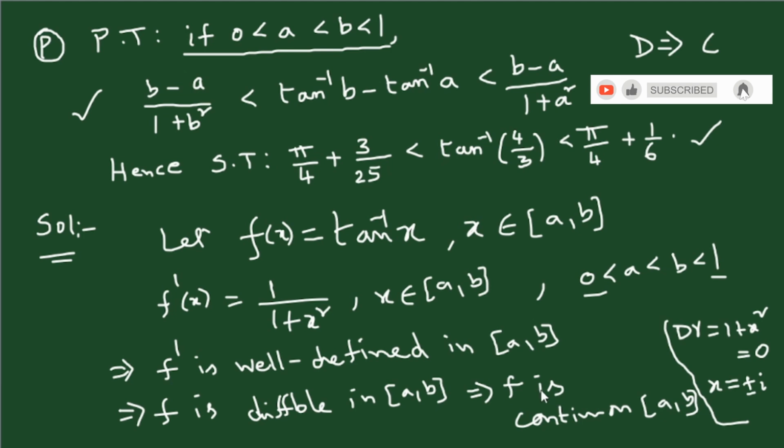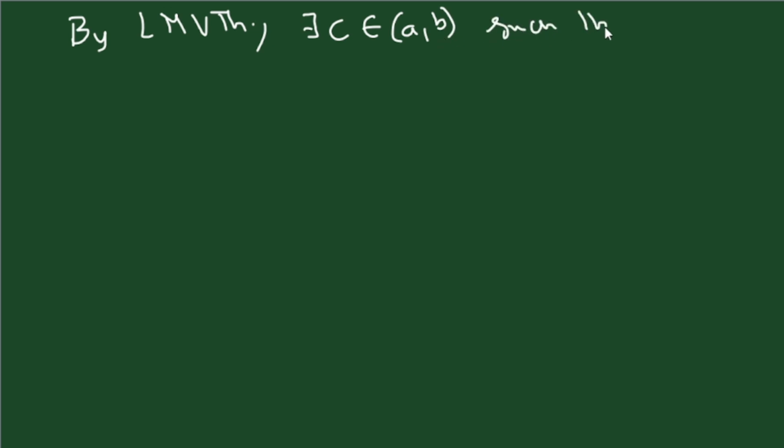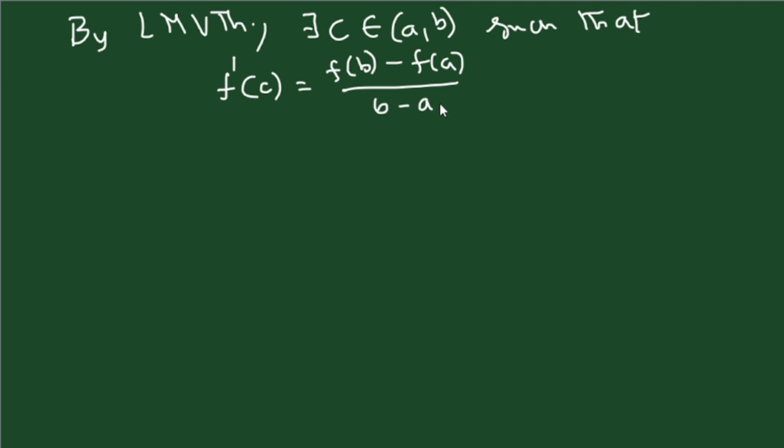Now, f is eligible for applying Lagrange's mean value theorem, right? Because it is satisfying the conditions of Lagrange's mean value theorem, that it is differentiable and continuous. Now we can apply Lagrange's mean value theorem and have this conclusion. By Lagrange's mean value theorem, there exists a c in between a and b, that means in the open interval (a, b), such that f'(c) is equal to (f(b) minus f(a)) by (b minus a).